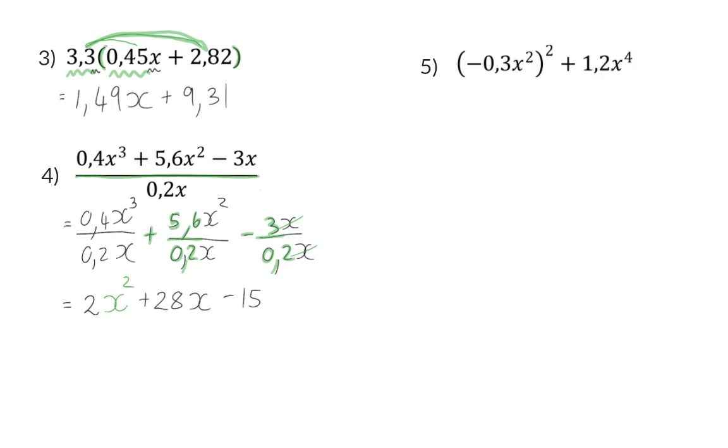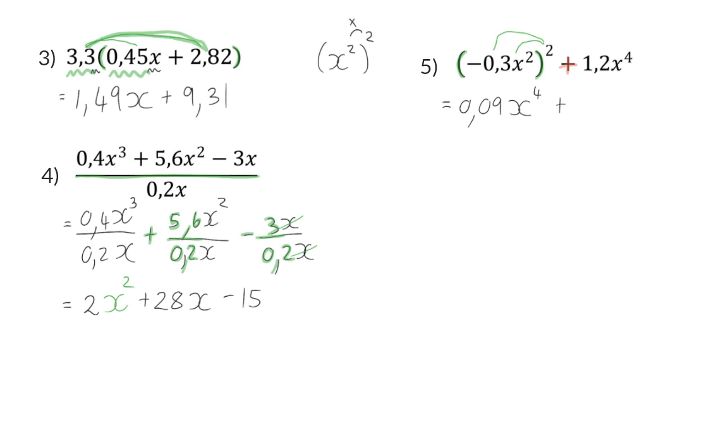In example 5, we have addition, but before we can add, there's still a power that we need to calculate. So I'm going to start off squaring the minus 0,3. That will give me 0,09. Next, I also need to square the x squared. And here I'm going to remind you that the exponential law says when we have two powers, we multiply them. So in this case, we will have x to the power of 4.